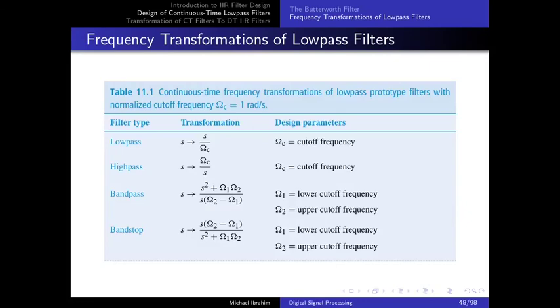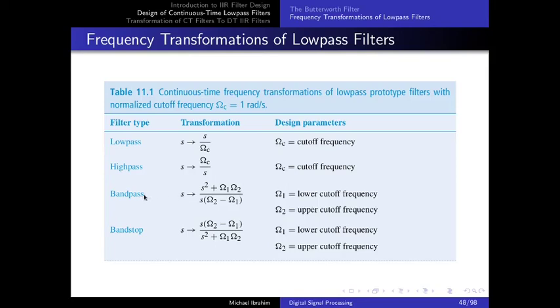So this table summarizes it all. Starting with the normalized prototype filter we have in the previous table, which has a normalized cutoff frequency of 1 radian per second, if you replace s by s over omega C, you will transform it from a low-pass filter with cutoff frequency of 1 radian per second into a low-pass filter with a cutoff frequency omega C. But if you use the prototype transfer function and replace every s by omega C over s, you will get a high-pass filter with cutoff frequency omega C.